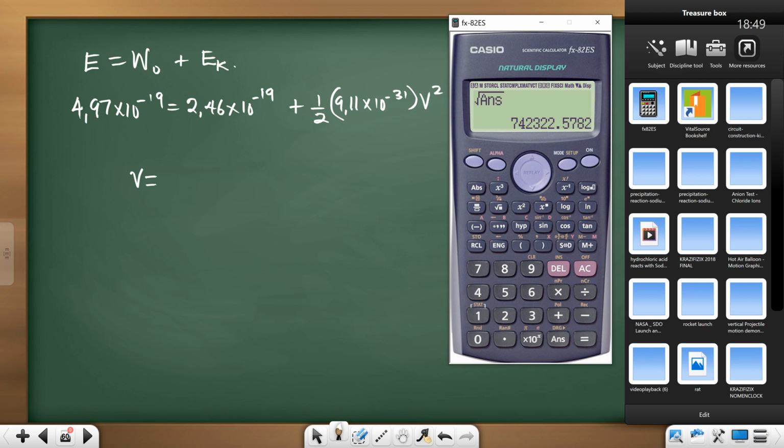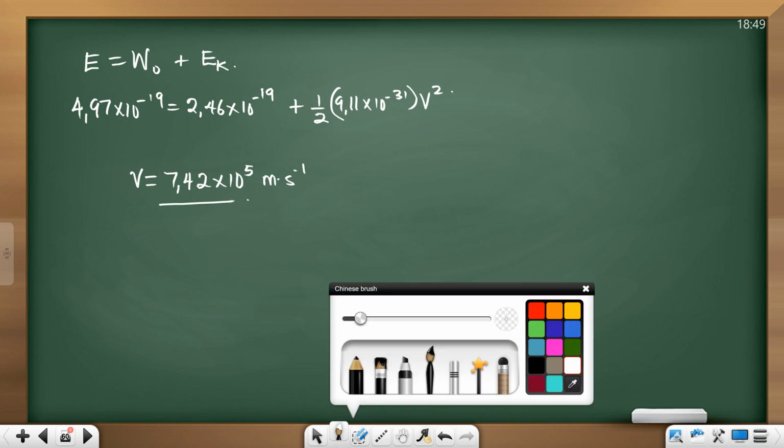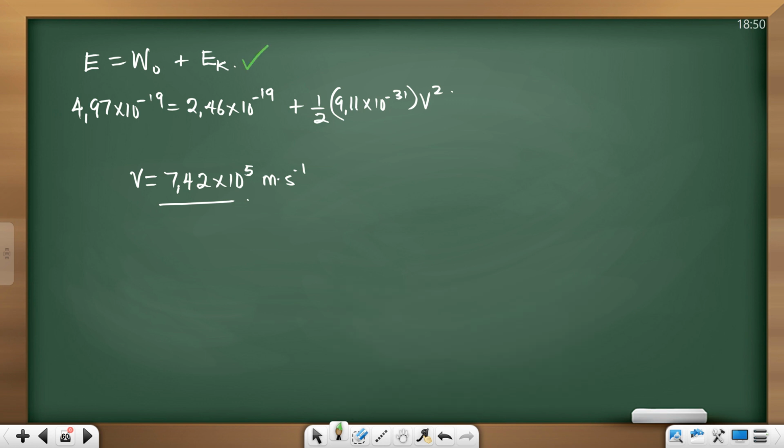And if you want to change it into standard form, shift, mode, 7, 3. 7.42 times 10 to the power 5. And what's your unit? Meters per second. Guys, you get your 4 marks there. Please, let me show you how this is marked. Formula, 1 mark. The left-hand side, 1 mark. The whole of the right-hand side, 1 mark. Final answer, 1 mark. That's how it's marked.